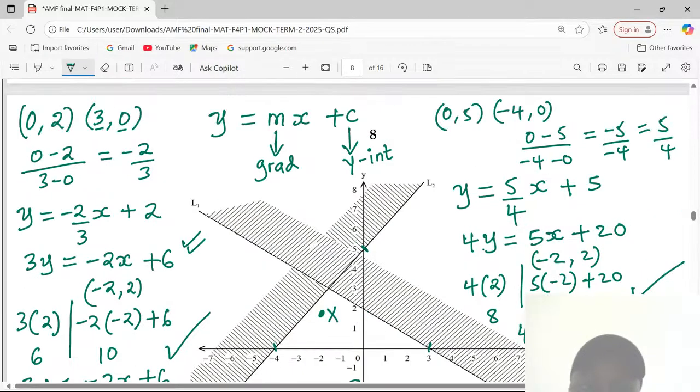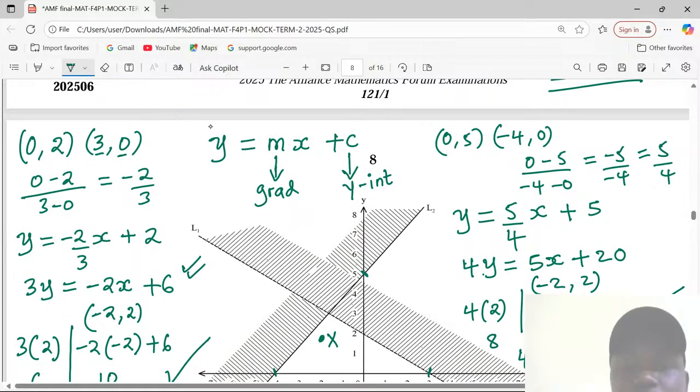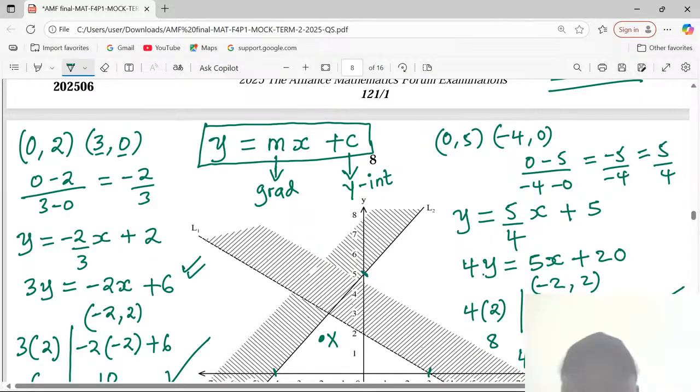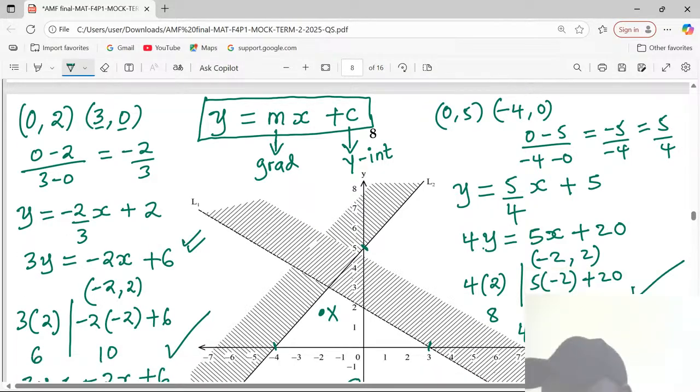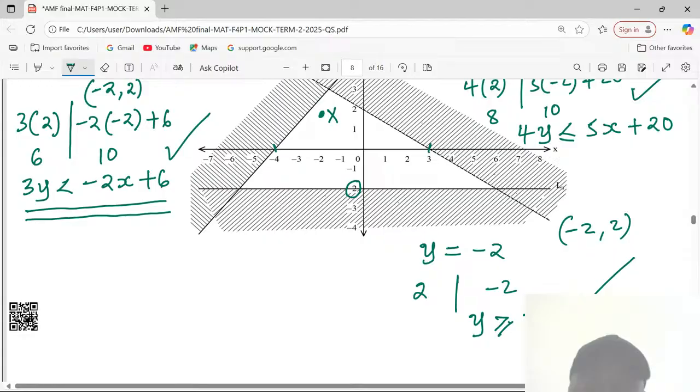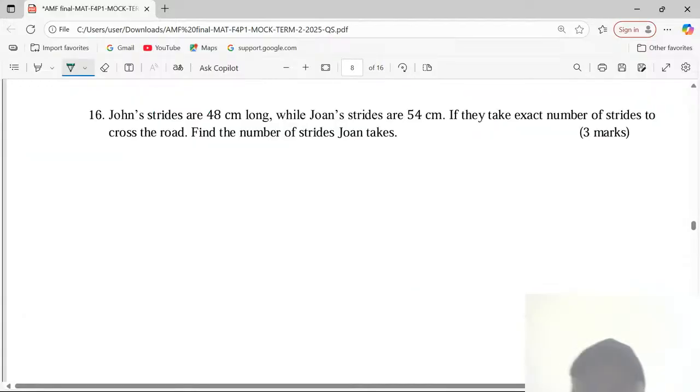Remember to use this knowledge. You did it in Form 2, and you did so that you may apply, not to decorate your books. You did so that you may apply the concept. We are finishing at number 16, ladies and gentlemen.